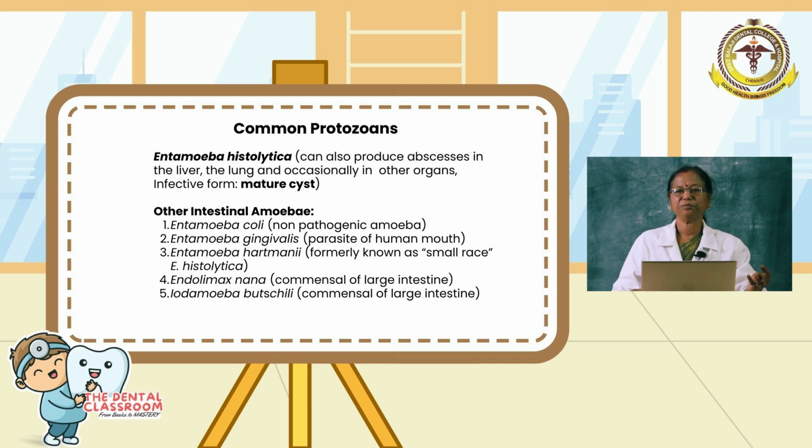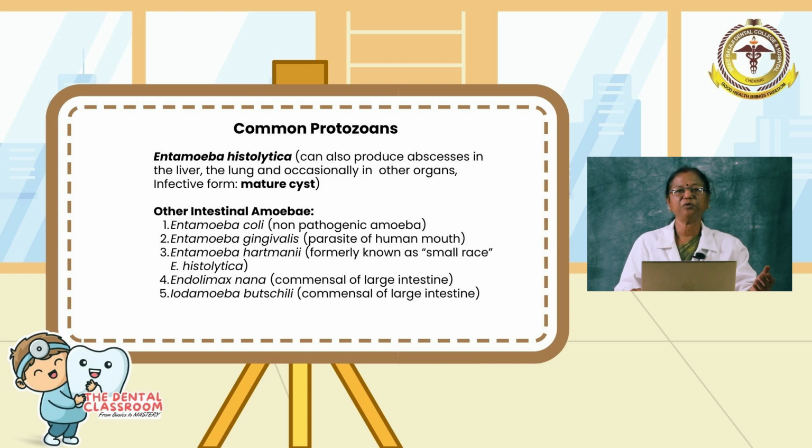So we will now discuss the common protozoans that can cause harm to the human host. The most notorious pathogen, if you see the protozoan in lifetime, many would have acquired this infection. There is Entamoeba histolytica, which causes amoebiasis. It is a protozoan, and it can also cause abscesses in the liver, lung, and occasionally in other organs. Very rarely you see them in other organs.